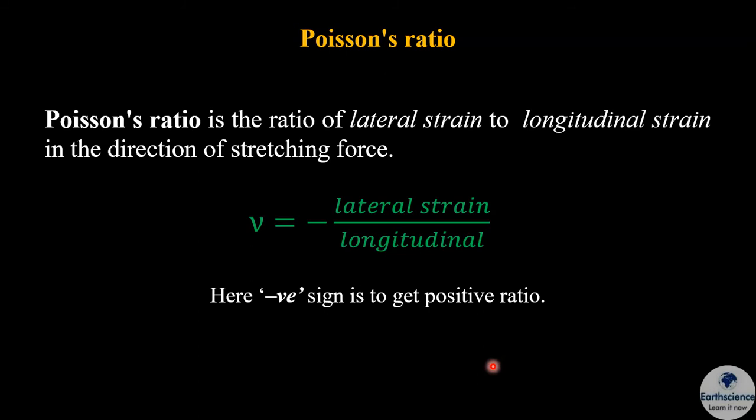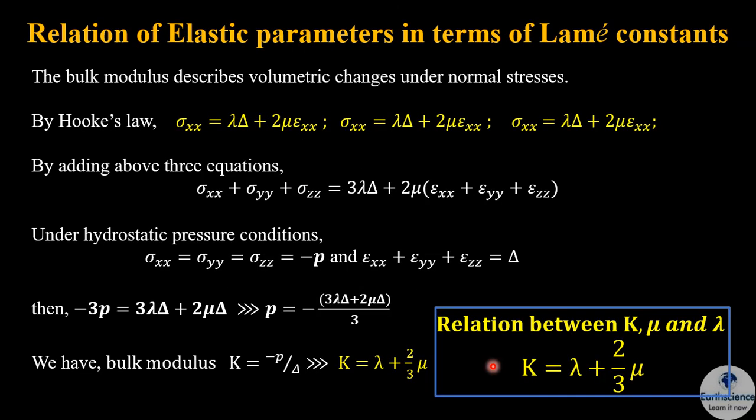And Poisson's ratio is how the lateral strain changes with respect to the longitudinal strain in the direction of the stretching force. This is a ratio of strains, which don't have units. That's why Poisson's ratio also doesn't have units. But its theoretical values lie between 0 and 0.5. We'll discuss it later. Let us go to the relationships.